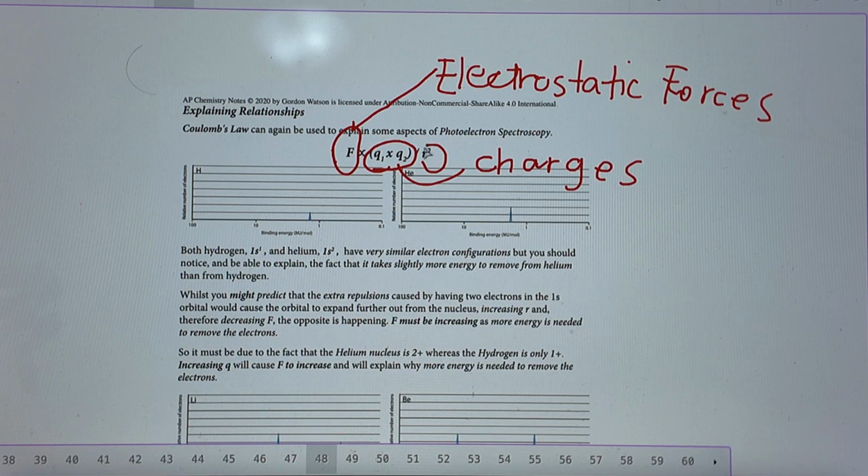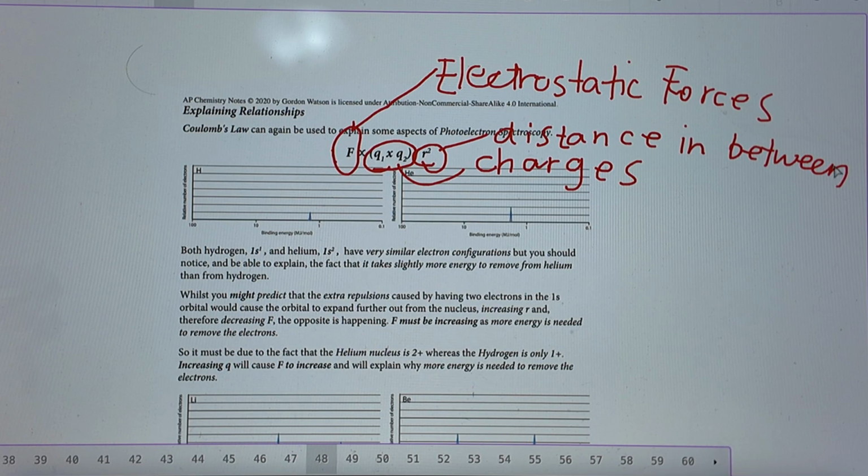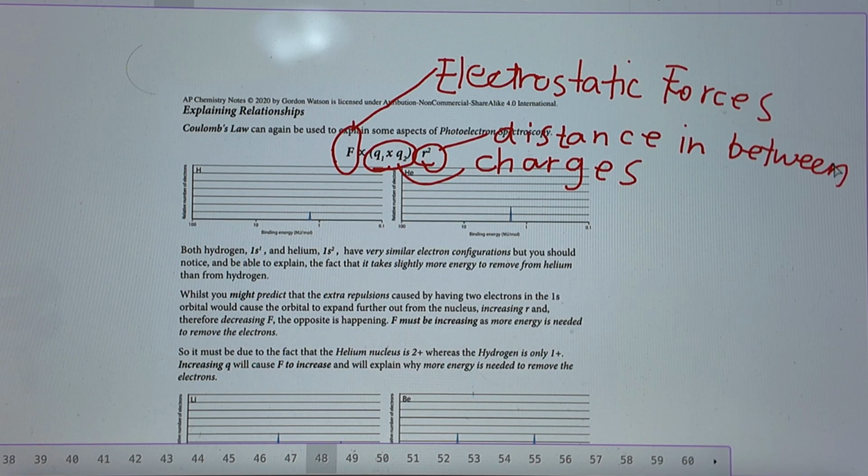And this is the distance in between. This is the distance. R is the distance in between. I'm surprised they didn't break down the terms here. Okay, so excuse my handwriting. This is my first time using this gadget.